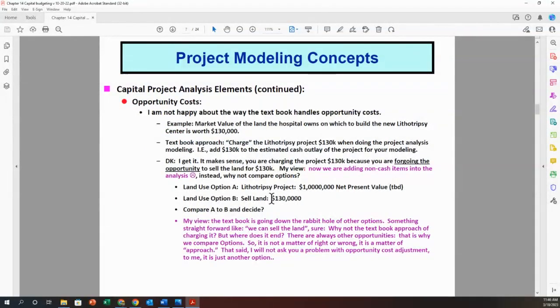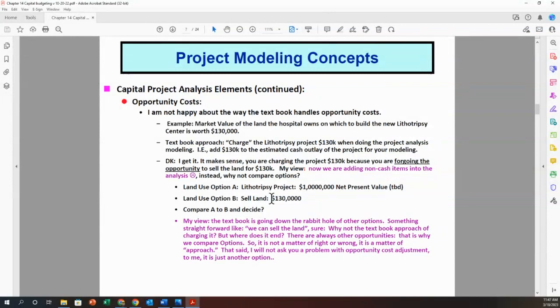Okay. So, opportunity costs. I don't like the way the book handles opportunity costs. I really, really don't. If you read the chapter, the example is the market value of the land the hospital owns on which to build the new lithotripsy center is worth 130. So the textbook approach is to charge the project, the lithotripsy project, 130 when doing the project analysis, i.e. add 130K to the estimated cash outlay.